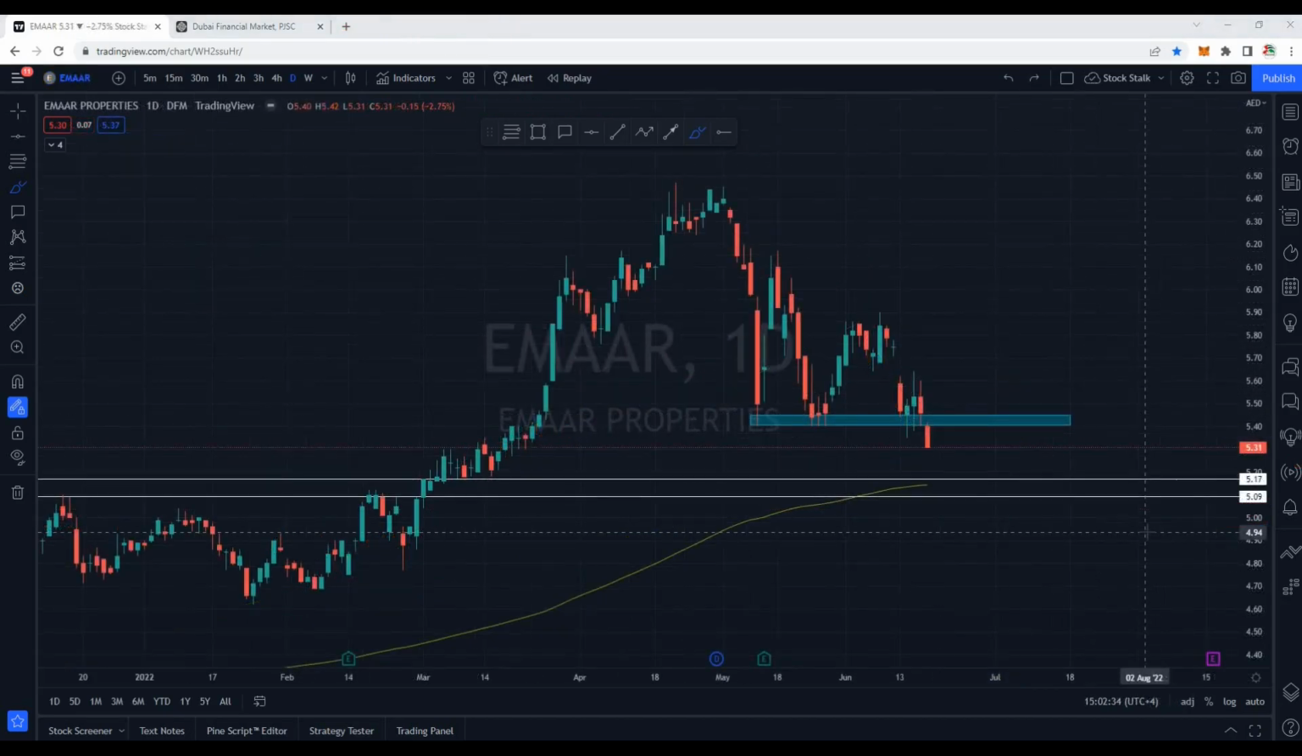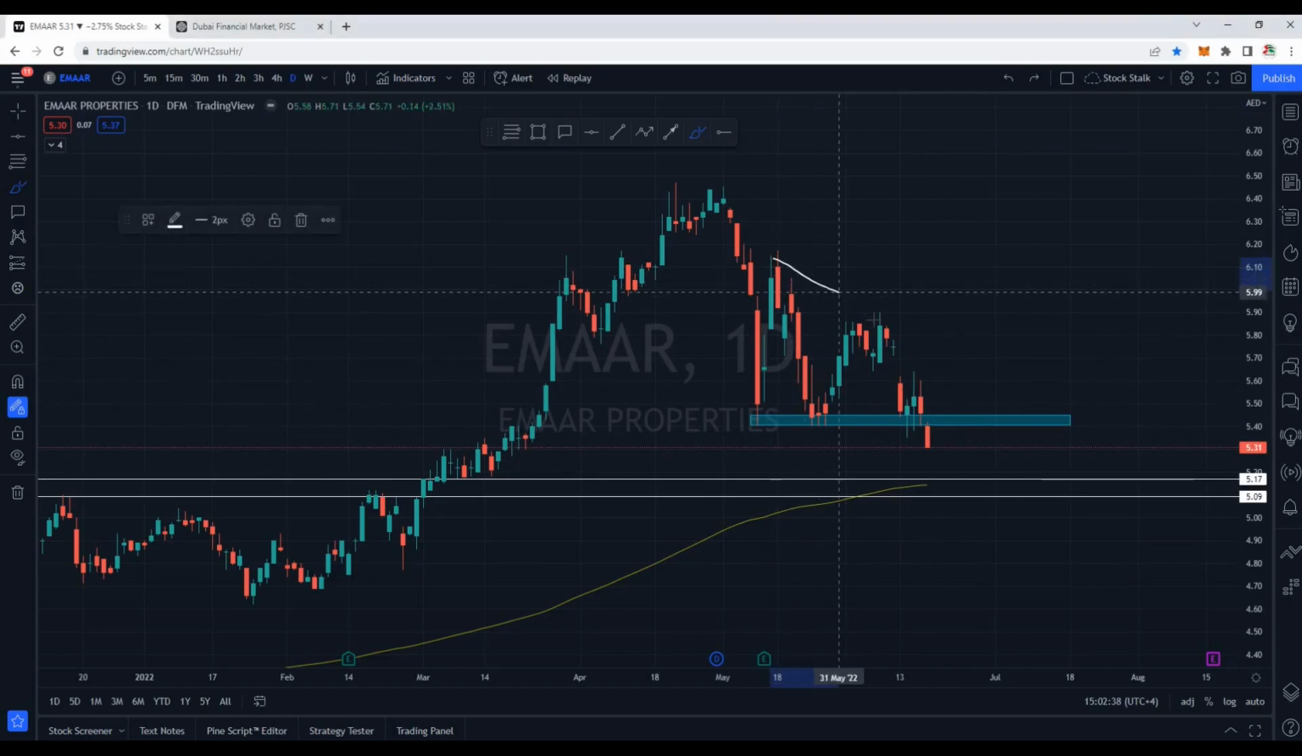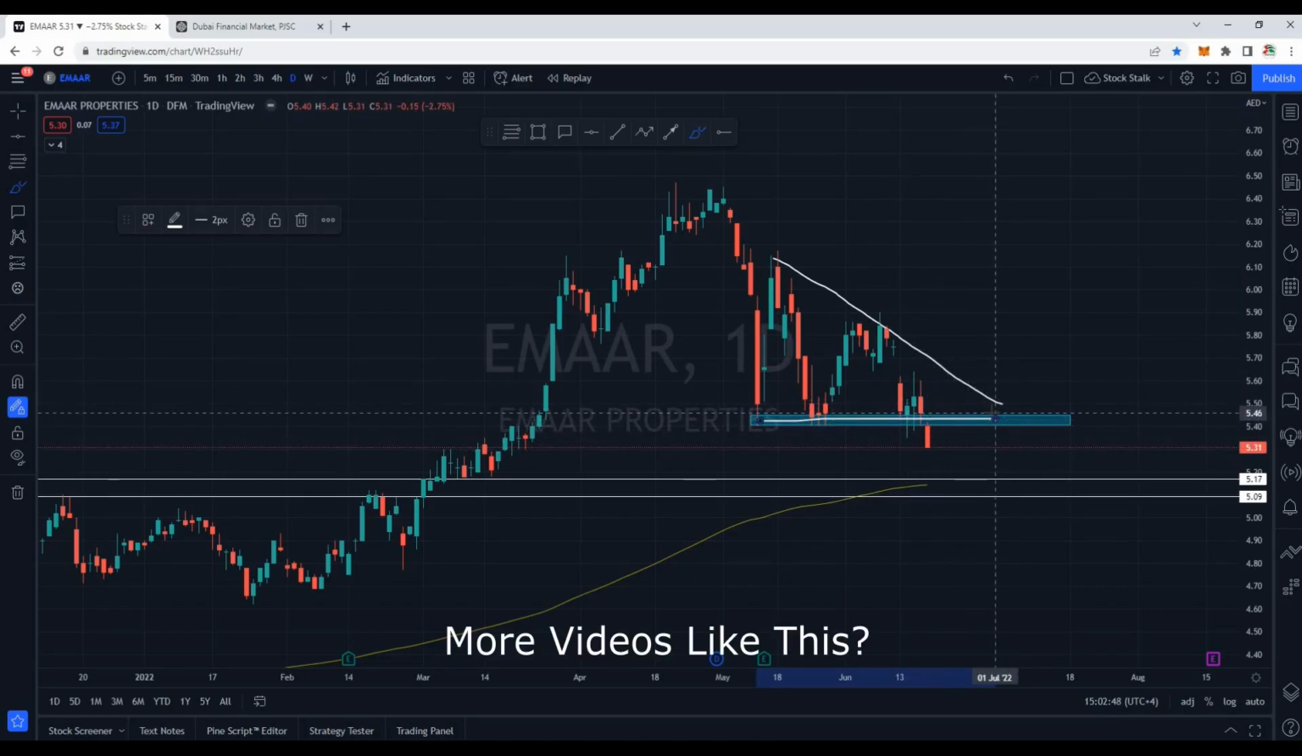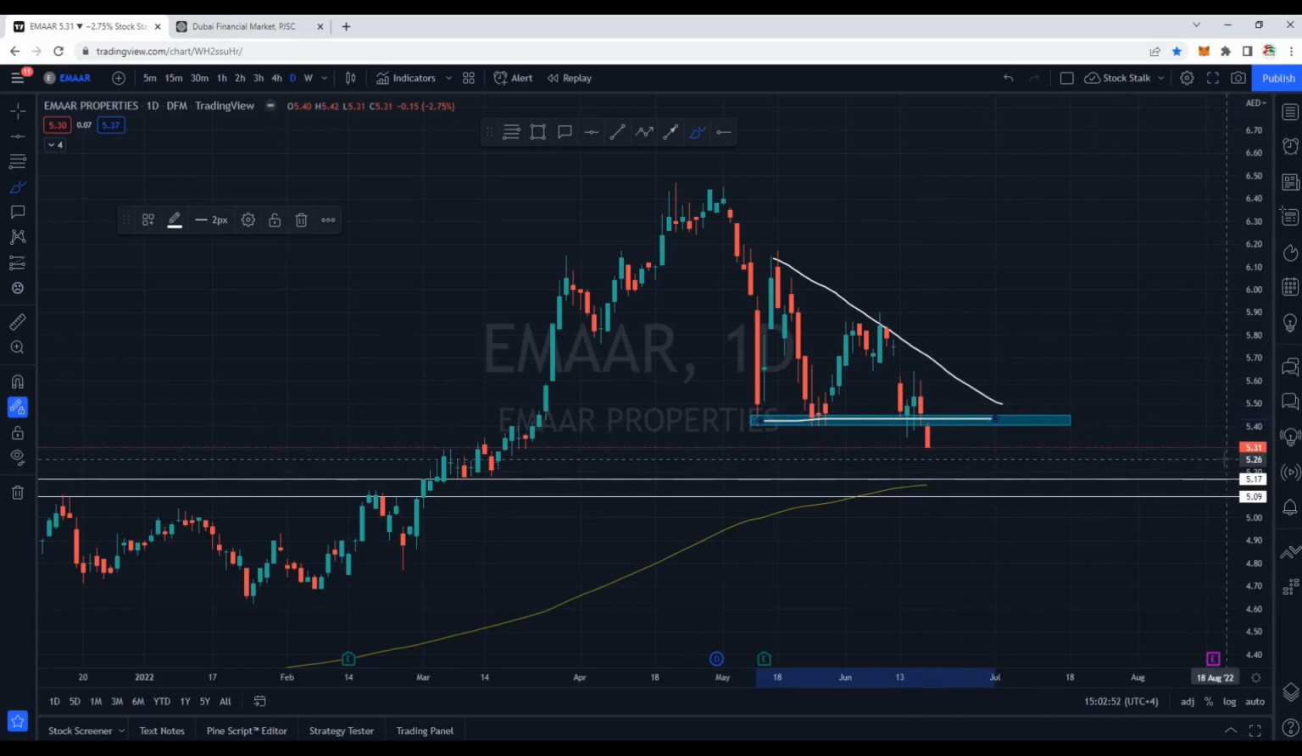First stock is Emaar Properties. We can see it has broken the support zone right here. It was trading in this range, a triangle pattern. This is called a descending triangle pattern. It broke to the downside even before reaching the apex of this triangle. Last closing is at 5.31, not a positive closing. Obviously, we are seeing a solid red candle after the breakout of this support zone.